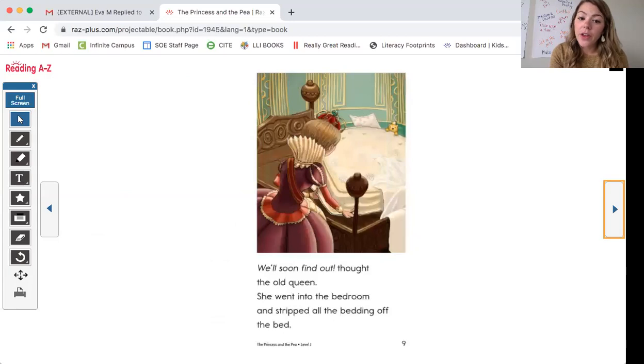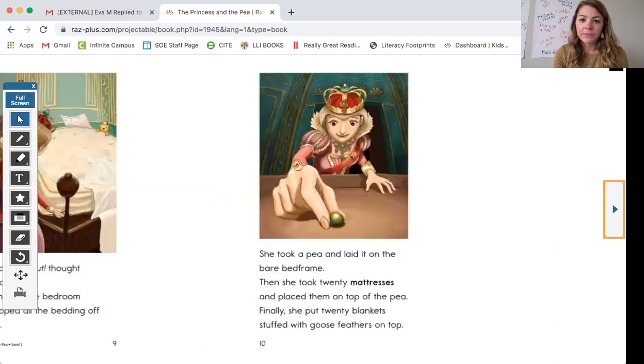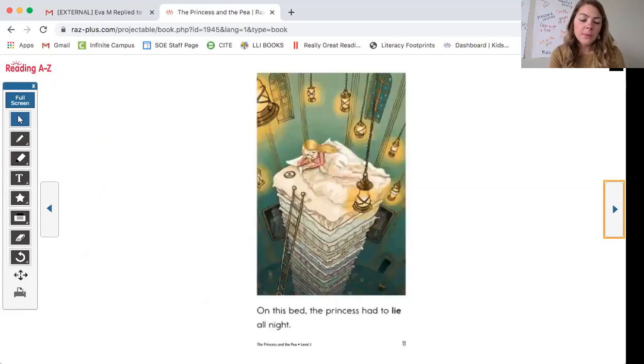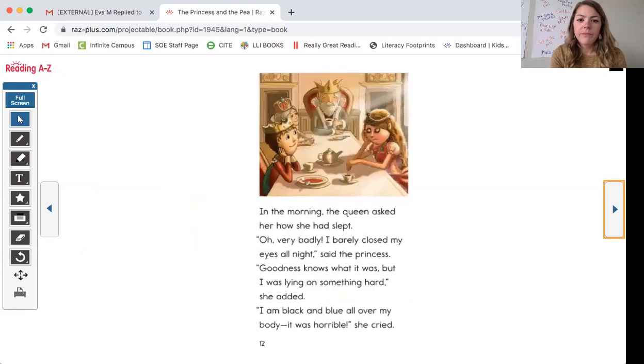We'll soon find out, thought the old queen. She went into the bedroom and stripped all the bedding off of the bed. She took a pea and laid it on the bare bed frame. Then she took 20 mattresses and placed them on top of the pea. Finally, she put 20 blankets stuffed with goose feathers on top. On this night, the princess had to lie all night. In the morning, the queen asked her how she had slept.